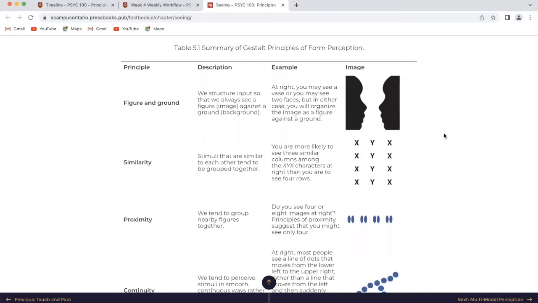Similarity. Stimuli that are similar to each other tend to be grouped together. You're more likely to see three similar columns among the XYX characters at the right than you are to see four rows. So they have a 3x4 graph here with all X's and Y's vertically rather than seeing the rows.